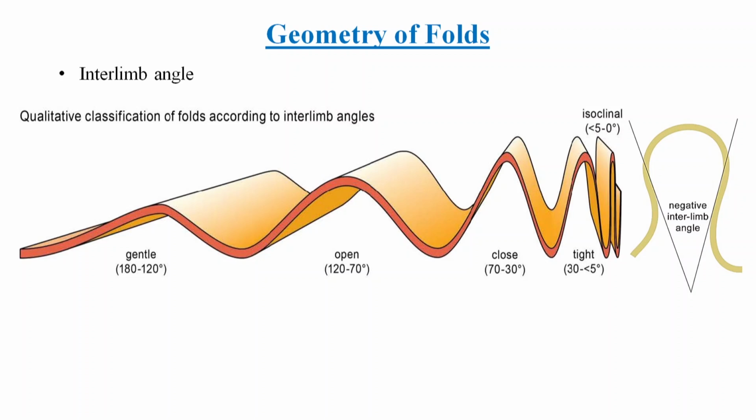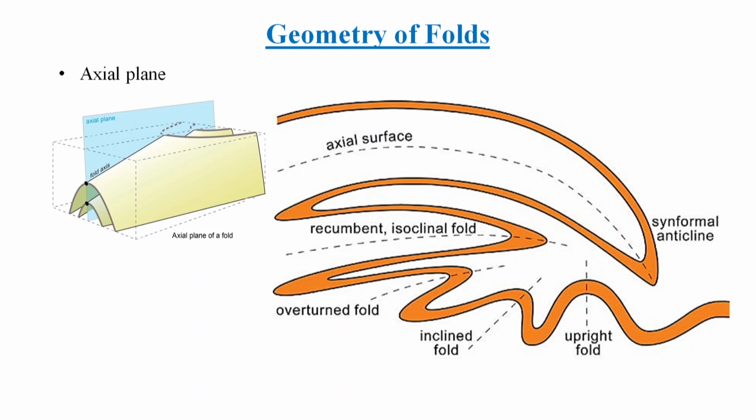Then you have tight fold when the interlimb angle is below 30 degrees but a little more than 5 degrees. If it is below 5 degrees till 0, then it is an isoclinal fold. And there are some fan folds as well, where you have a negative interlimb angle, meaning the interlimb angle will be subtended in the other direction, not in the direction we did earlier. So that's your classification of fold on the basis of interlimb angle.